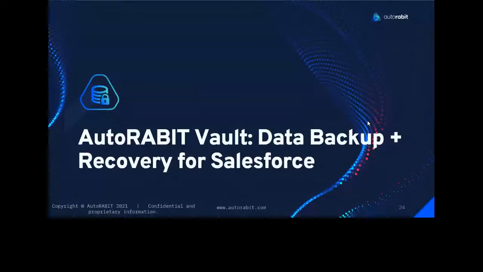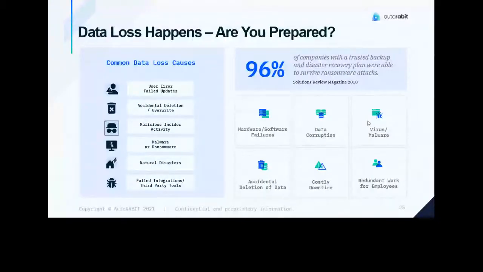Coming to the second product, AutoRABIT Vault, which is the data backup plus recovery management for Salesforce. Today, most of the common data losses happen because of user errors or failed updates or accidental deletion or overwriting of code, malicious insider activities, malware or ransomware. Natural disasters can happen all the time.